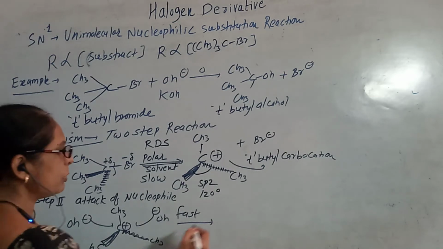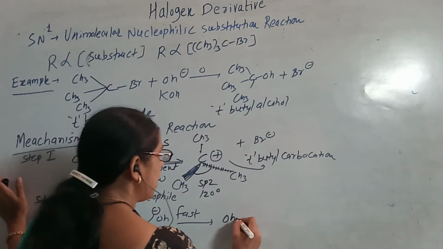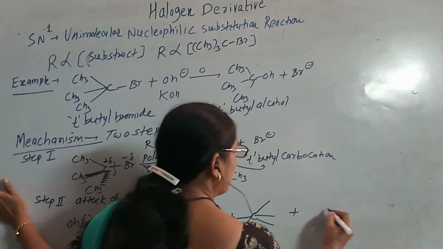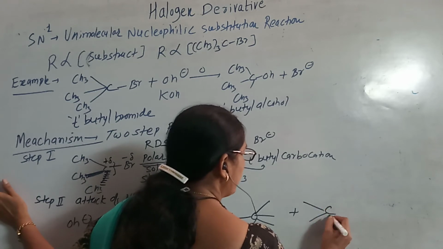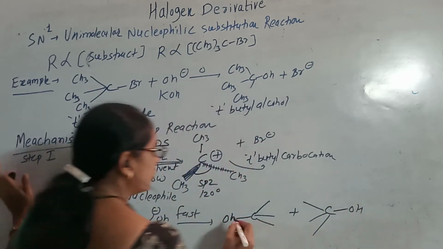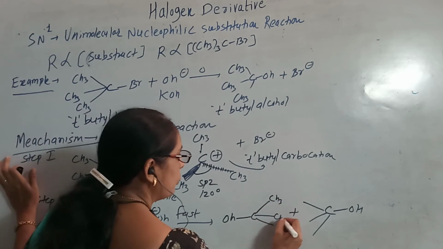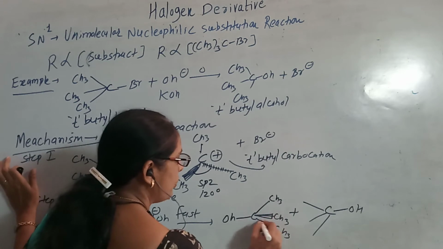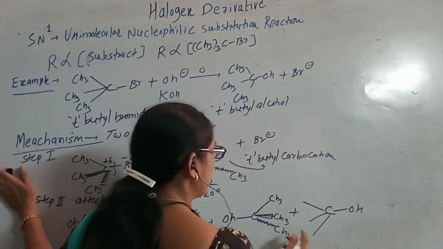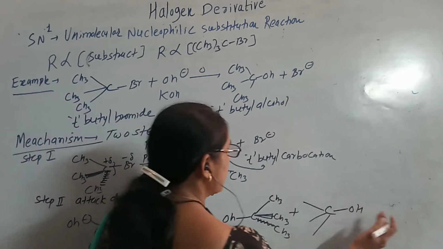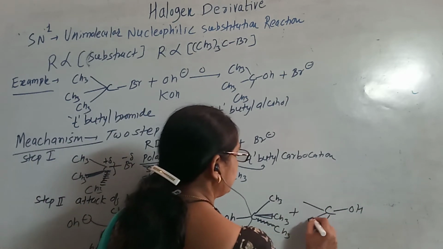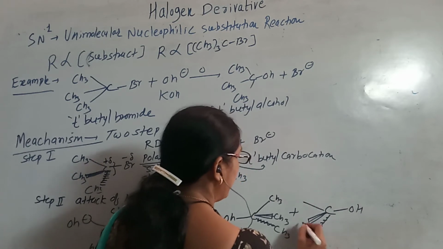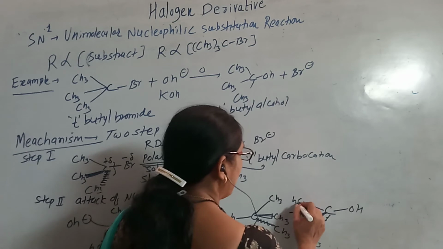So as a result of the fast step, what happened here? The OH can attack from this side, then you get a product like this, or the OH can attack from the opposite side and you get a product like this. So you observe that the position of the OH is exactly the reverse of each other. Here the OH is on the left hand side, here the OH is on the right hand side. So exactly the reverse product will be obtained by the attack of the nucleophile.